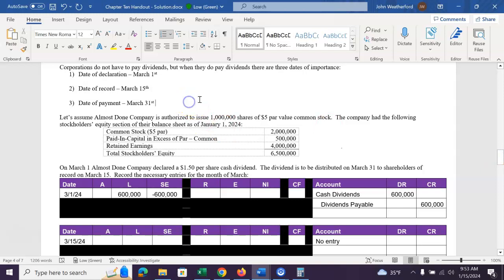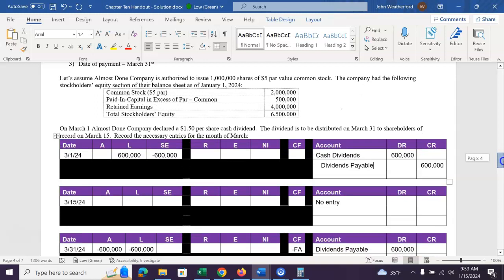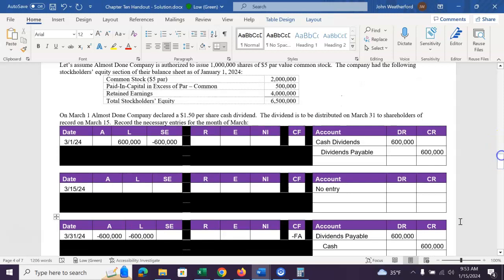All right, then we have the date of payment, March 31st. You can probably see what we're going to do already, right? We're going to pay the dividend. So dividends payable will come off the books. When on the books it is a credit, and liabilities decrease on the debit side. So we'll debit dividends payable. And what did we give up? Well, of course, we gave up cash, right? So we'll credit the cash asset account for $600,000 as well.